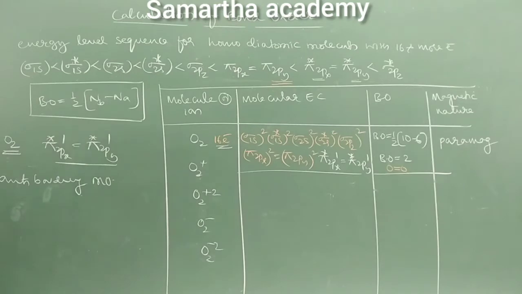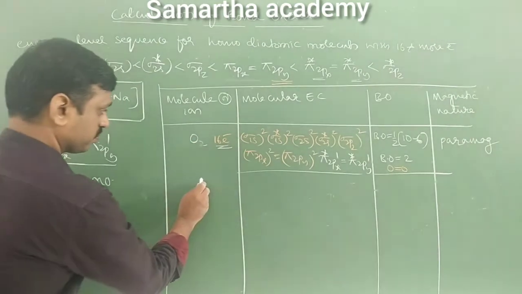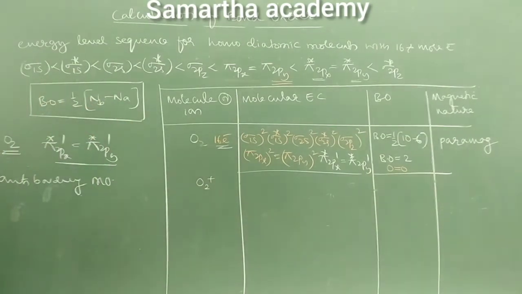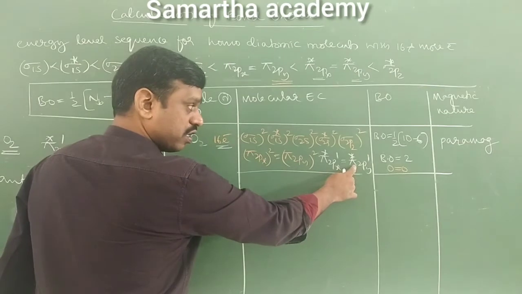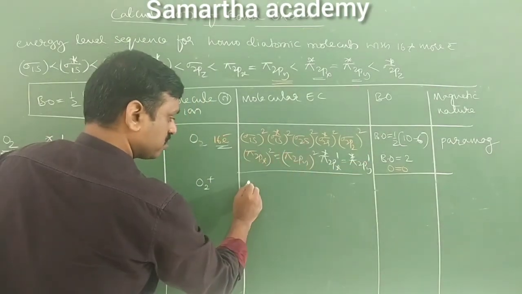Okay. Can you tell me next? Next is O2 plus. What is the electronic configuration of O2 plus? Plus means whether we should remove an electron or add an electron. Remove electron. Remove the electron from where? Pi star 2px, pi star 2py. So everything is the same, no?